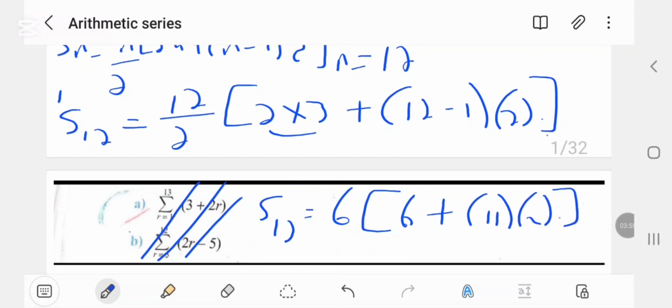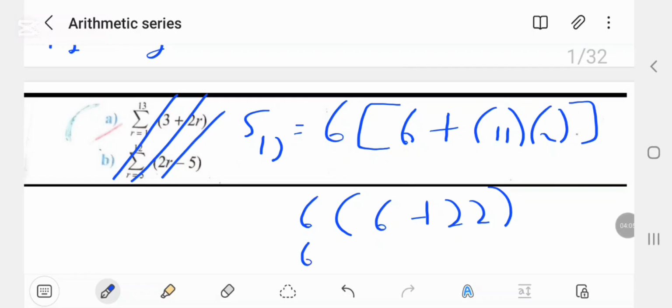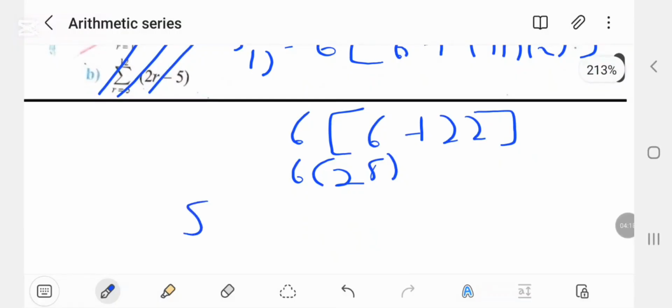You don't have to make it long, okay? No, like this, 2 times 6. So 6, now 6 plus 22. Still square bracket. Remember, I say multiply inside the bracket, then round bracket, so 28. So the sum to 12 terms is 168.